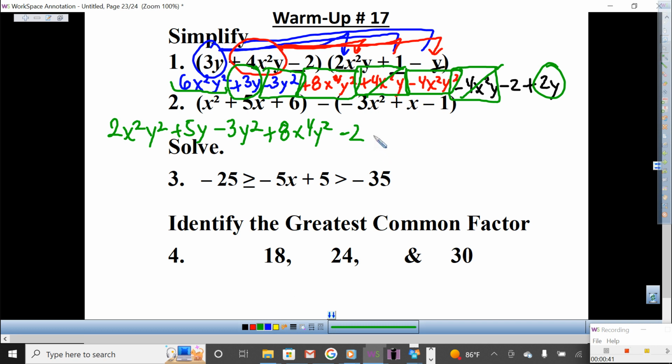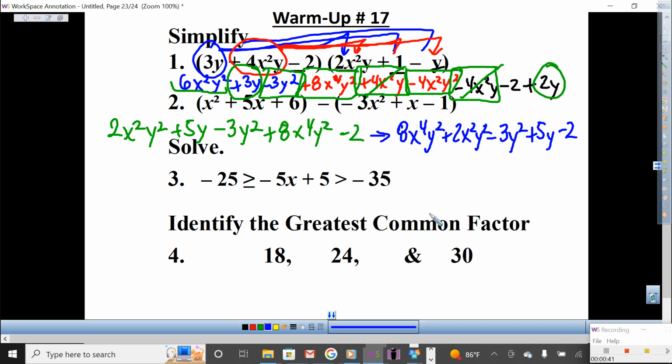However, we need it in what? Standard form, so the correct answer is 8x to the fourth y squared plus 2x squared y squared minus 3y squared plus 5y minus 2. Hands if you got that by yourself. Let's go.